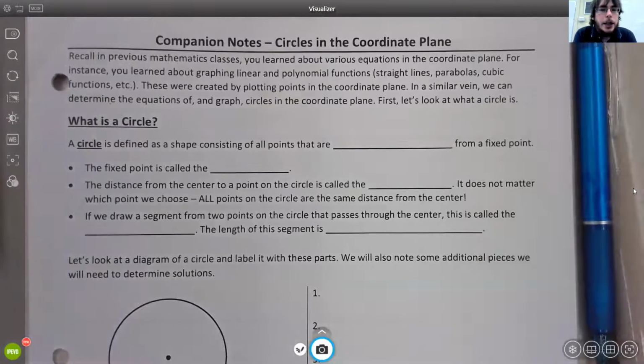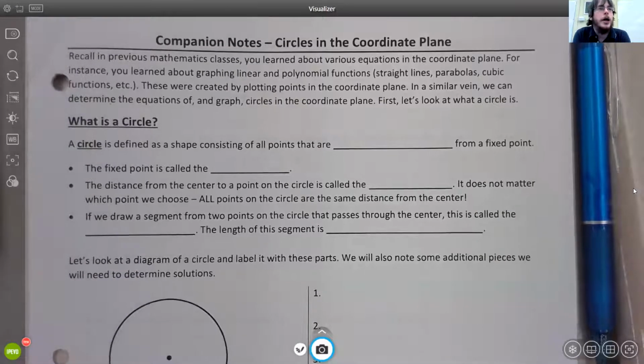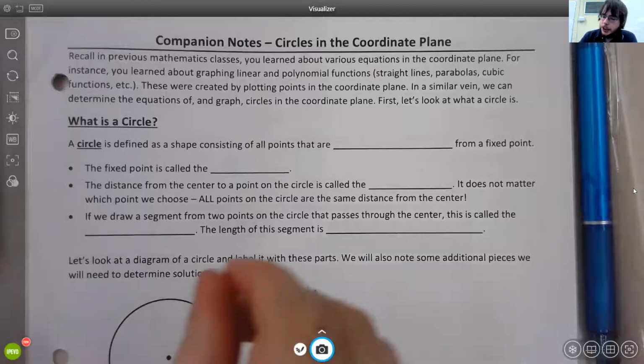Now in previous math classes you've talked about various equations in the coordinate plane and what happens when you graph those. So for example, you were talking about linear equations, polynomial functions such as parabolas, cubic functions and all that stuff. But today what we're going to be talking about is specifically circles. Okay, so what is a circle?